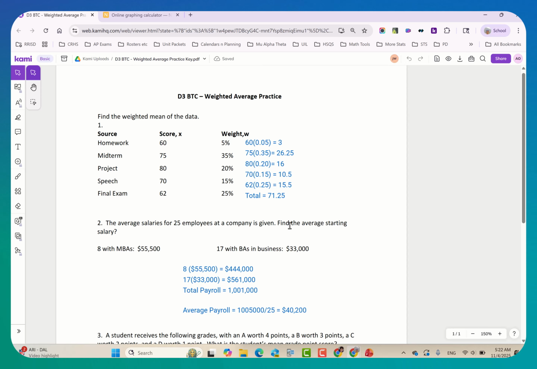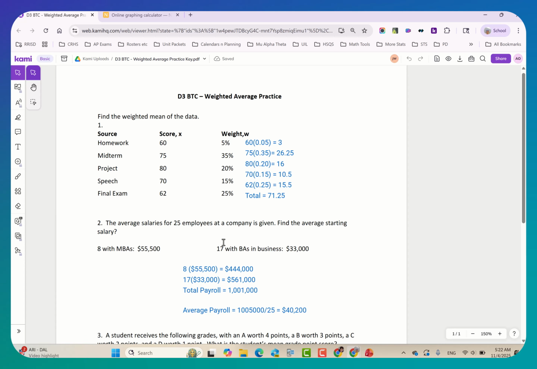All right. The average salaries for 25 employees at a company is given. Find the average starting salary. So you could go into Stapplet and put 55,500 8 times and 33,000 17 times. But that's too much work. Here it's actually easier to do by hand.